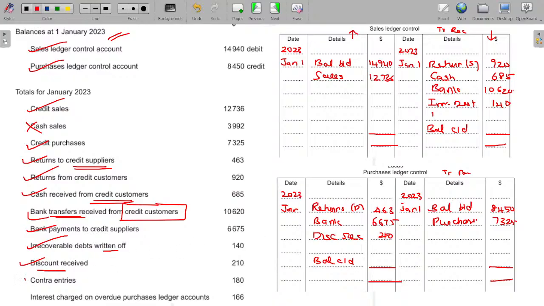Contra entries. Contra entries are nothing but the amount recoverable from trade receivables decreasing while the amount payable to the trade payables is also decreasing, both in parallel. This will be called contra.